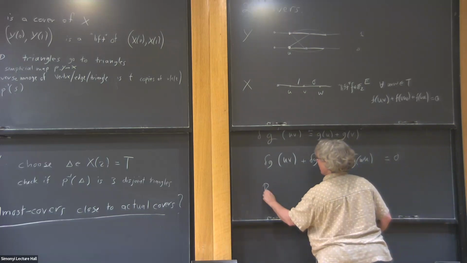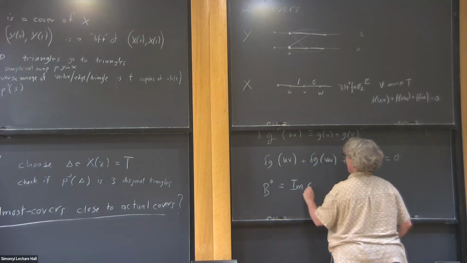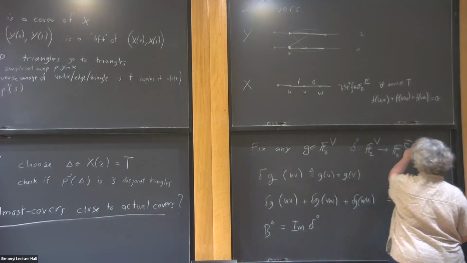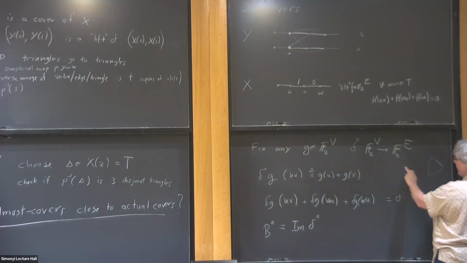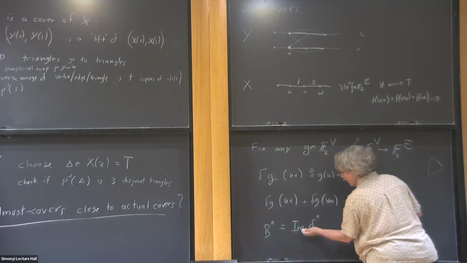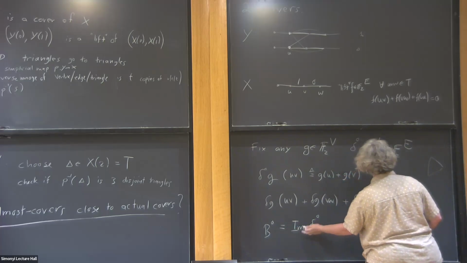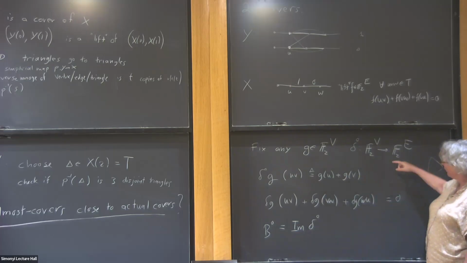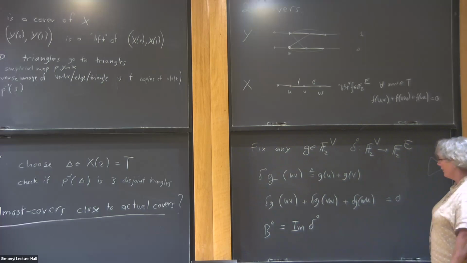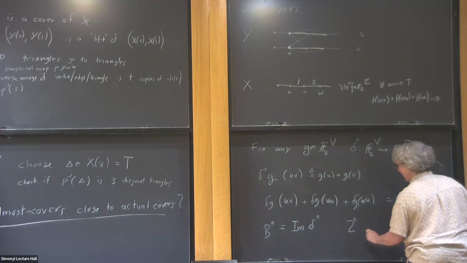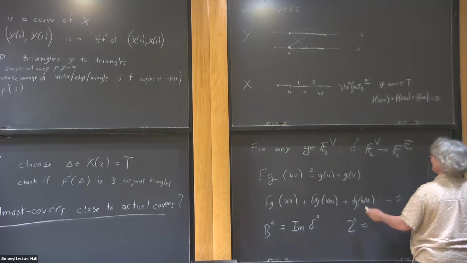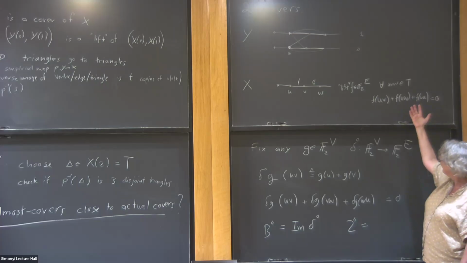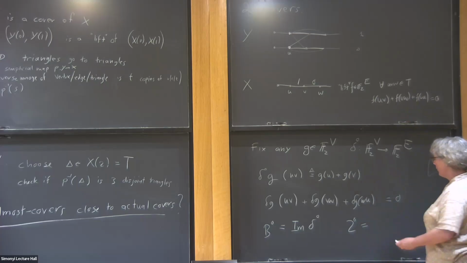So we define B0 to be the image of delta 0. Since delta 0 goes to the one chains, the functions on the edges, B0 is a subset, or a subgroup, or in our case here, actually a subspace of all the one chains. It's those that really come from vertices. And then we define Z1, these are the cocycles. These are the one chains that satisfy all the triangle constraints. And I can describe the triangle constraints by another map, which I'll do now.